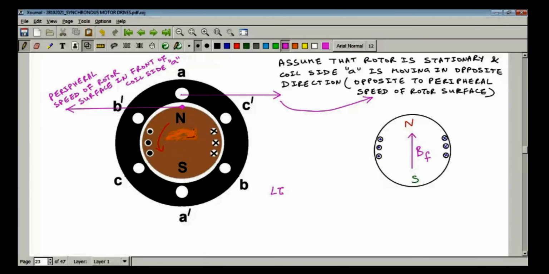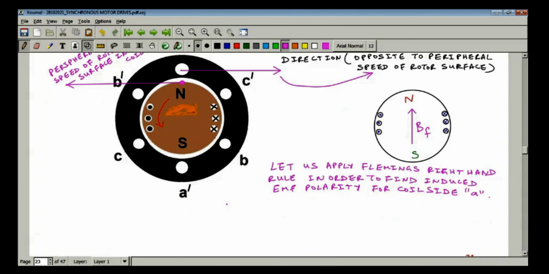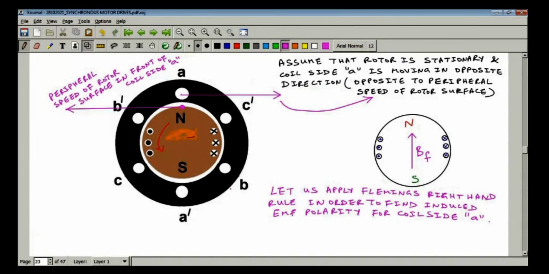Let us apply Fleming's right hand rule in order to find the induced EMF polarity for coil side A. So we will place the direction of motion of the conductor and magnetic field, all those things. So let us find out that.